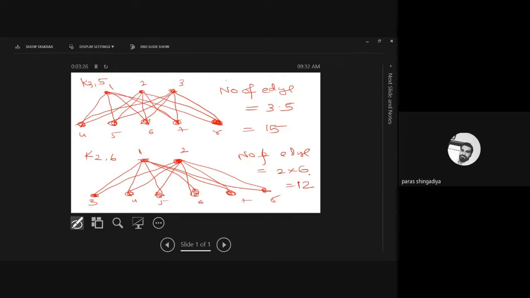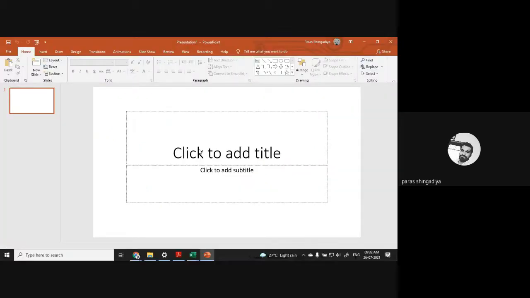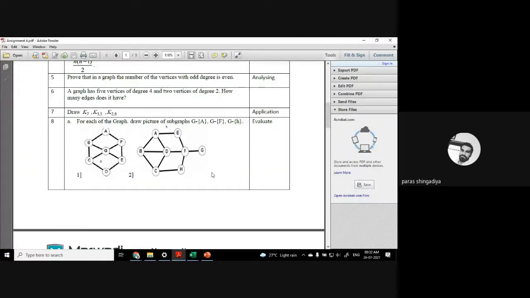Clear? And if some more practice of this type of graph is required, creation as well as checking the number of edges and number of vertices, just add some more examples. Any number you can consider in place of K3,5 or K2,6. Any value you can take and just draw it. Okay, so question number 7 is done.